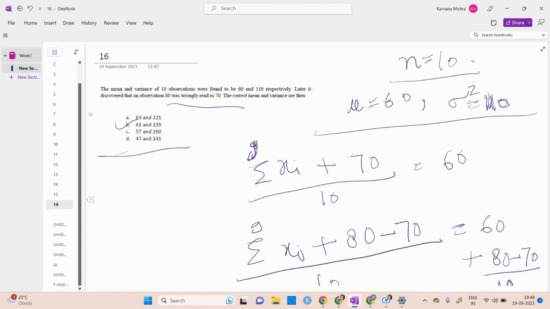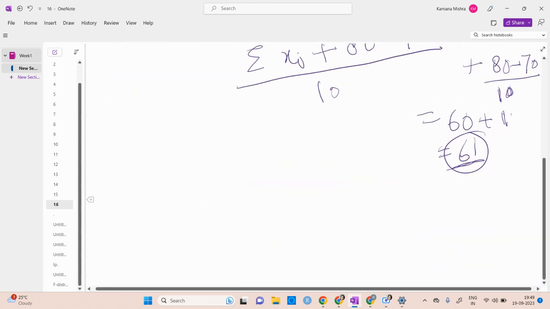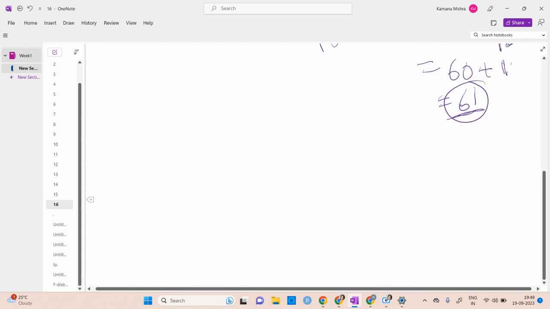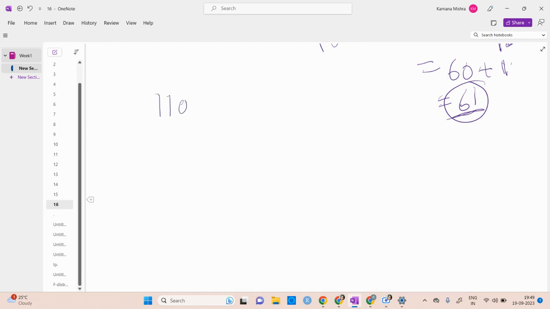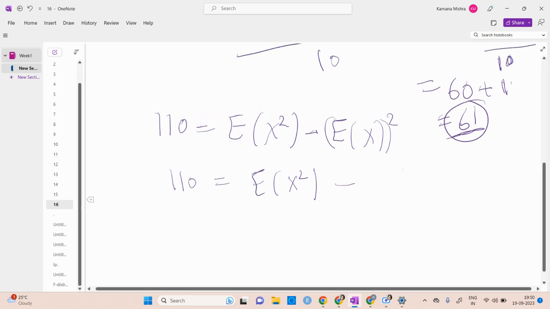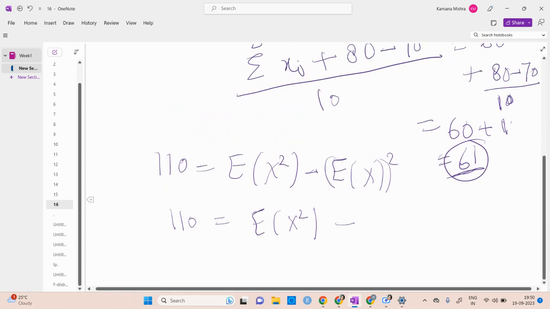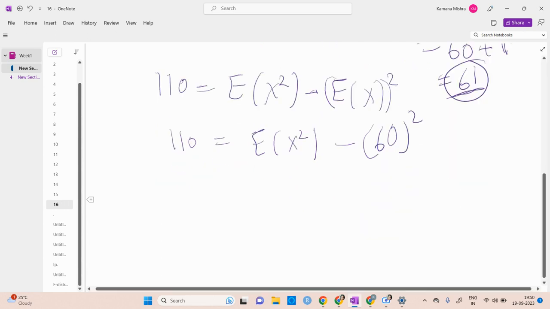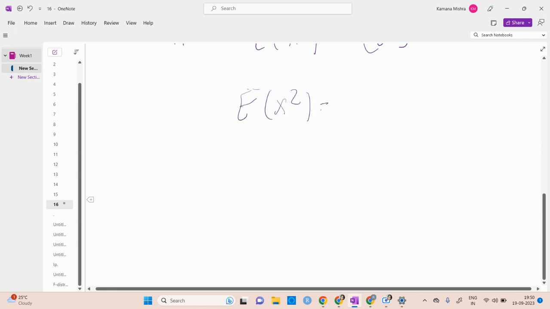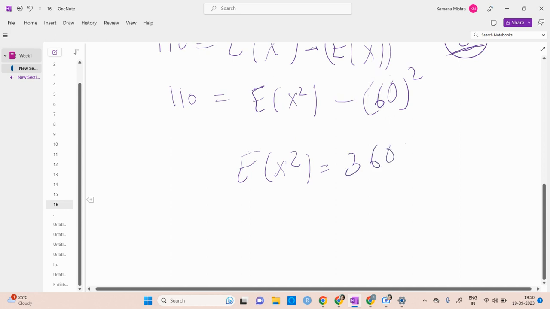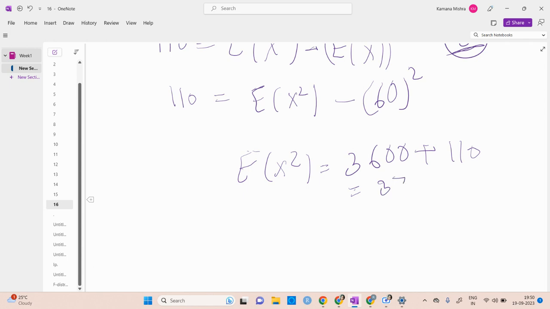But anyway, we will solve this for the variance also, so that you will understand how to solve for the variance. Now, the variance before was 110. So 110 is equal to the expectation of x square minus the expectation of x whole square, before the correction. That time the mean was 60, so it was 60 square, right? So expectation of x square will be 3600 plus 110. So it will be 3710.